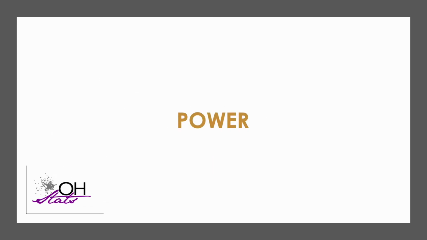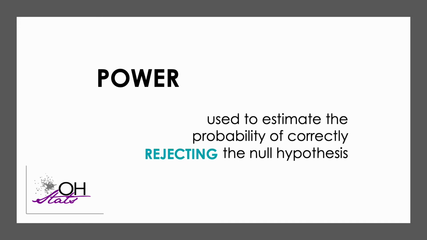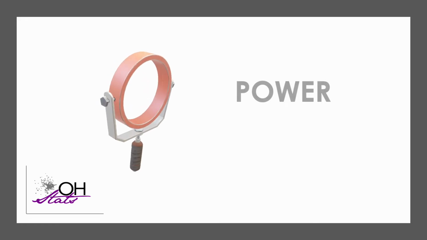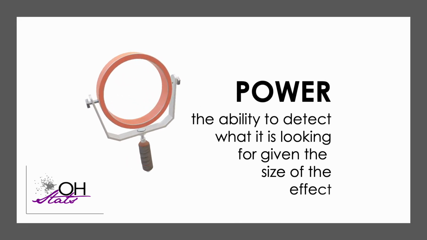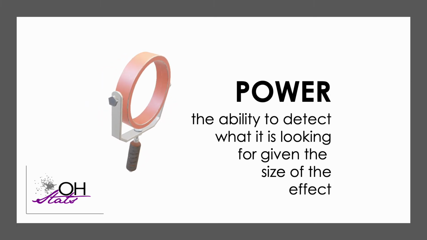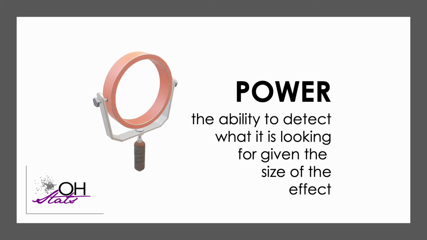This video will cover power. Power is used to estimate the probability of correctly rejecting the null hypothesis. We should aim to achieve power of 0.80 or a beta of 80%, meaning you have an 80% chance of detecting an effect if one genuinely exists. The power of a test refers to its ability to detect what it is looking for, given the size of the effect. In other words, you need more power to detect effects.